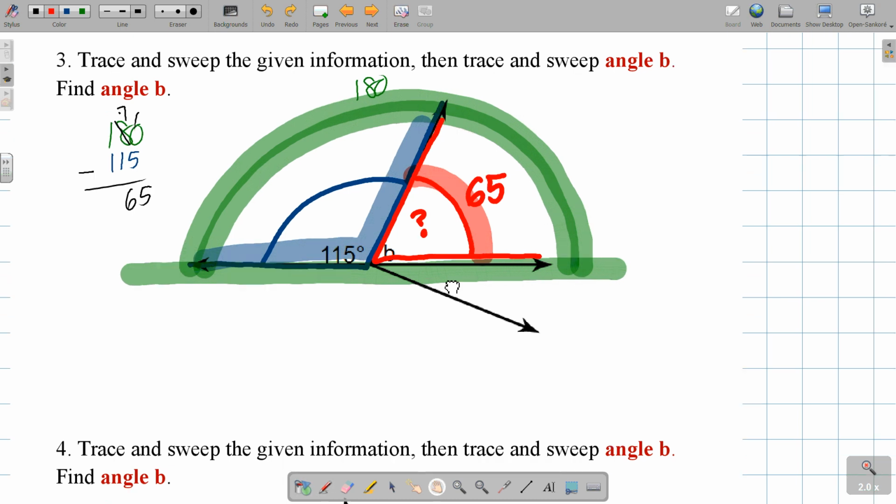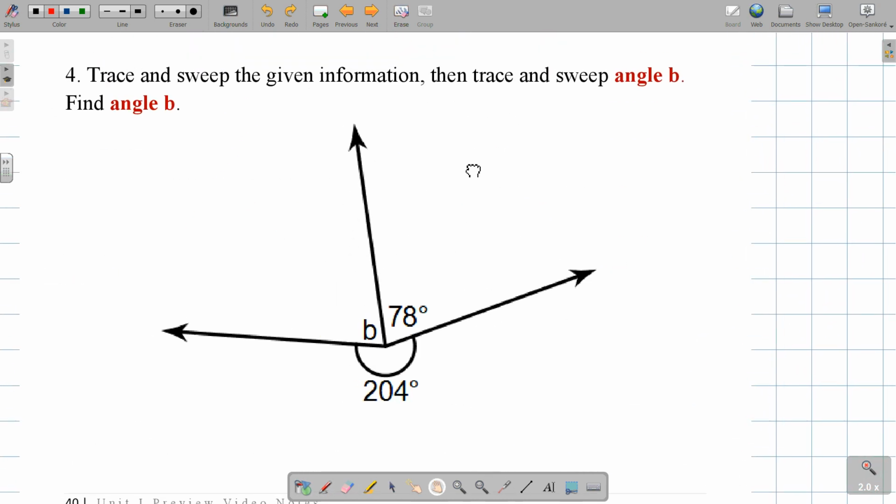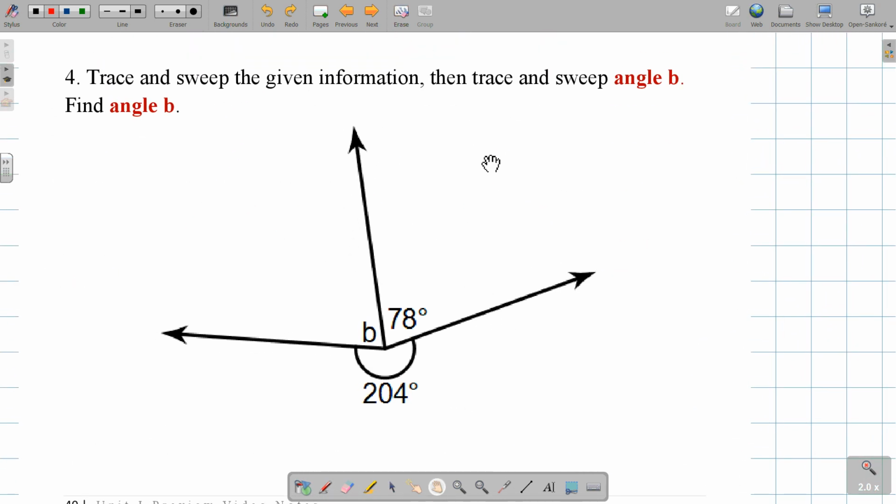And then we have this larger than obtuse angle. Trace and sweep this. Trace and sweep angle B. That's what we're looking for. You're like, I have no clue how to find that. That's okay. Just keep physically tracing the diagram.